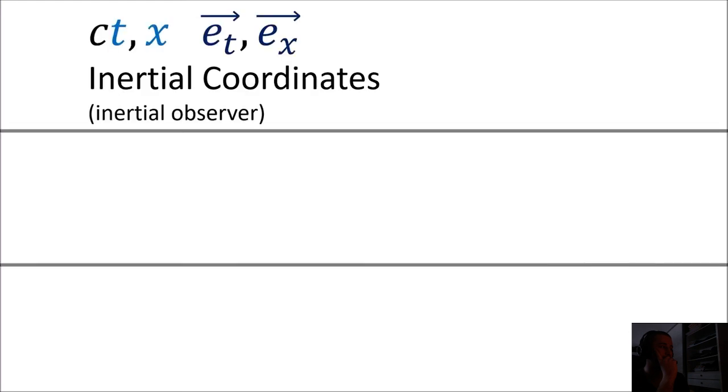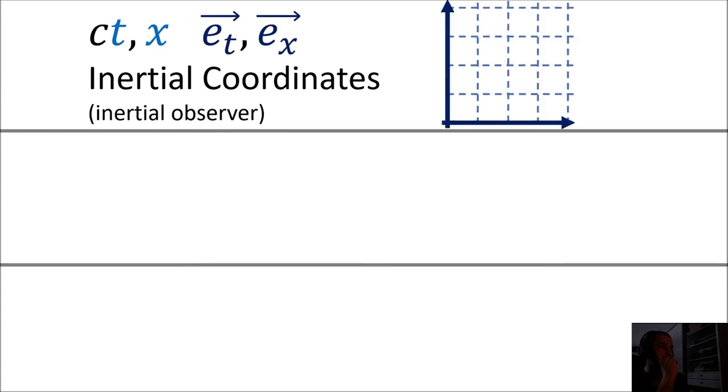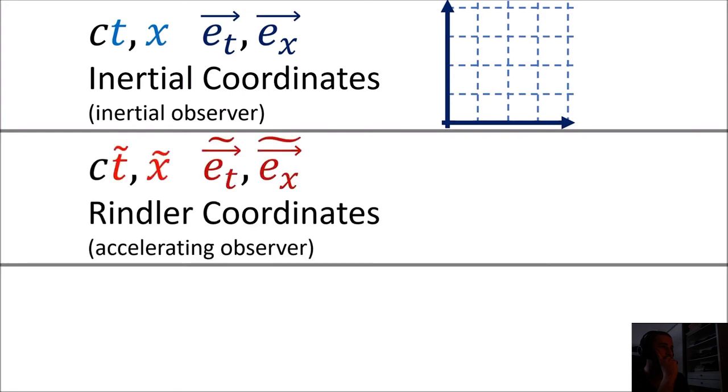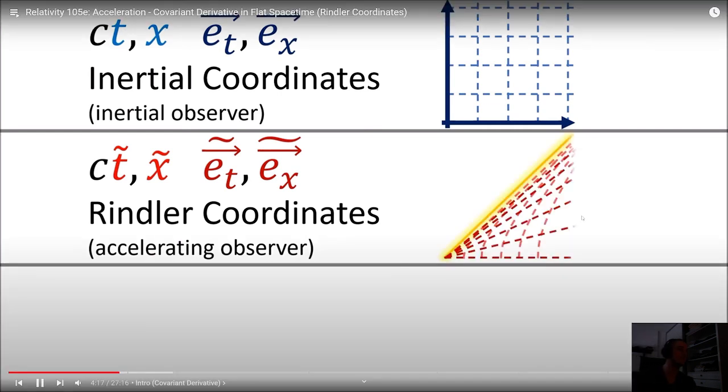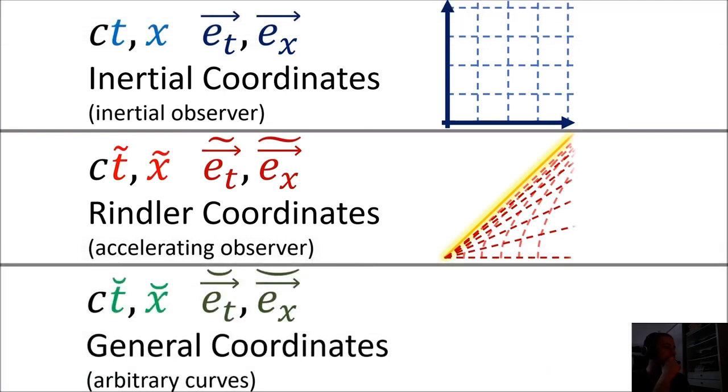Also, in this video, when I write variables or basis vectors without any markings on top, they represent inertial coordinates, which show how an inertial observer measures time and space. Variables and basis vectors with a tilde on top represent Rindler coordinates, which show how a non-inertial observer with constant proper acceleration measures time and space. And variables and basis vectors with a smile on top represent a general coordinate system, which can be any set of arbitrary curves that form a grid pattern on the spacetime diagram.